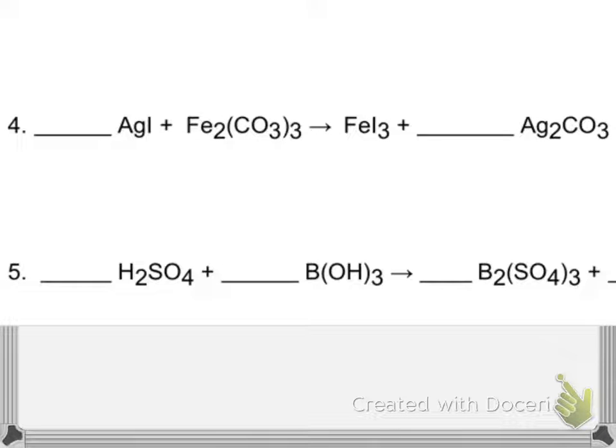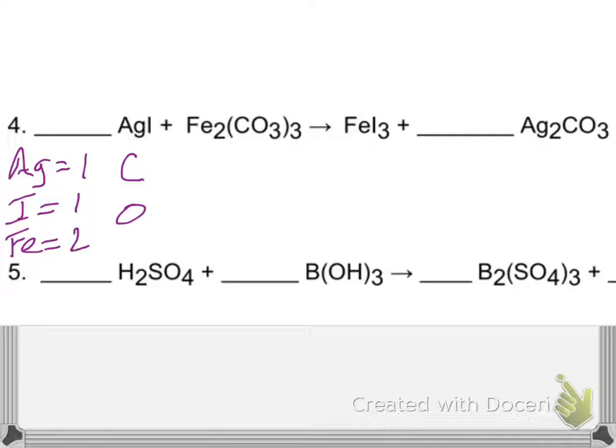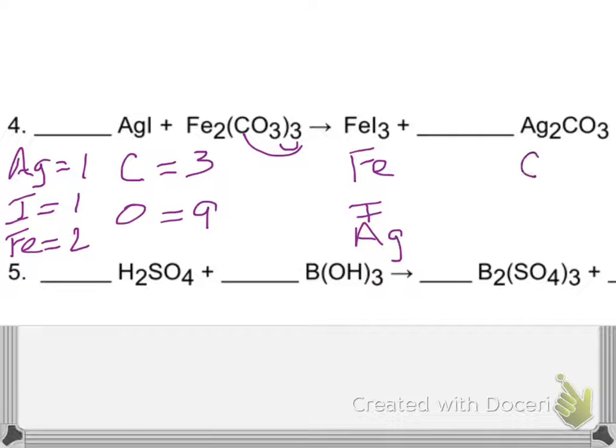They were balanced. All right, number 4. We have 1 silver, 1 iodine, 1 iron, 1 carbon, oxygen. And I was saying the number 1, but I really just meant the letters. So 1 silver, 1 iodine, 2 iron, 9 oxygen, because 3 times 3 is 9, and 3 carbon, because that 3 is distributed. Onto the other side, we have Fe, I, Ag, C, and O: 1 iron, 3 iodine, 2 silver, 1 carbon, 3 oxygen.